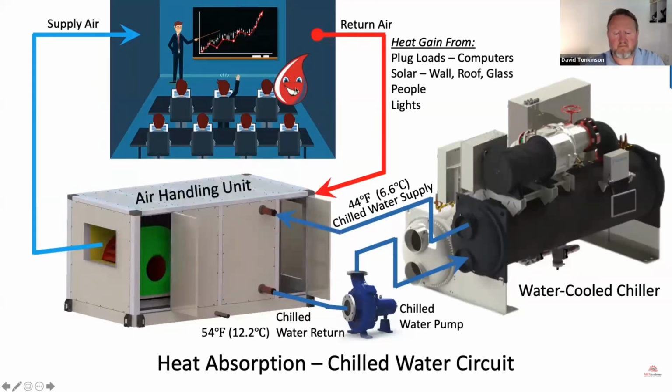That's represented by this heat molecule here, and what will happen is we'll take that heat through the return air duct into the air handler and pass that heat into the chilled water system. And from there we take it into the chiller, and we'll continue on the next frame.